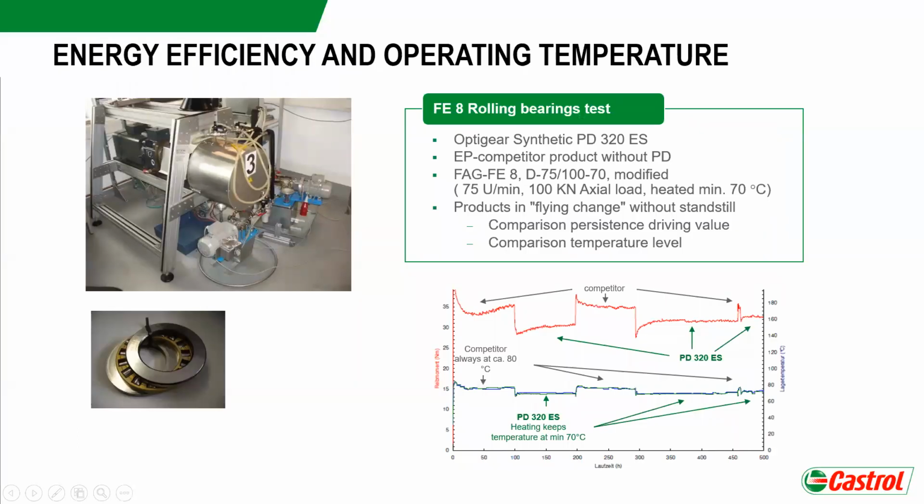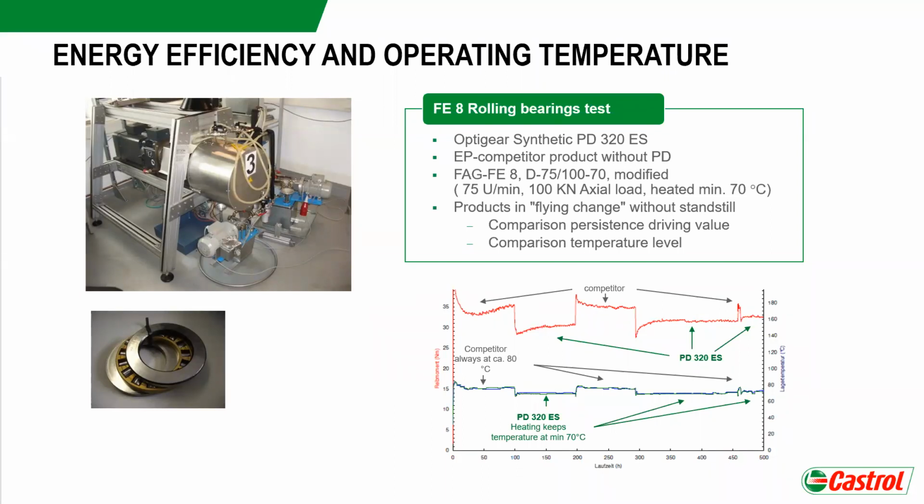This is another test rig that you might know. This is a FE8 rolling bearing test. So typically you put rollers in there to test for wear and also for friction, the torque that is generated within the system. And what we have done here is we have prepared 2 oil sumps with 2 different products. One is a conventional high micropitting resistance product that is used in the wind sector, and the other one is a synthetic PD 320 ES with PD technology.